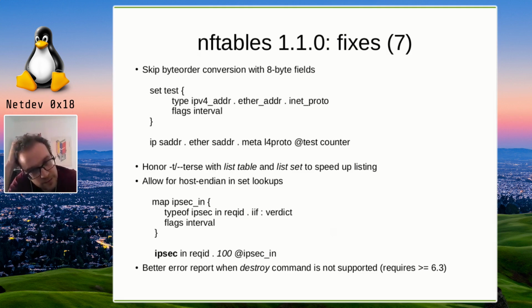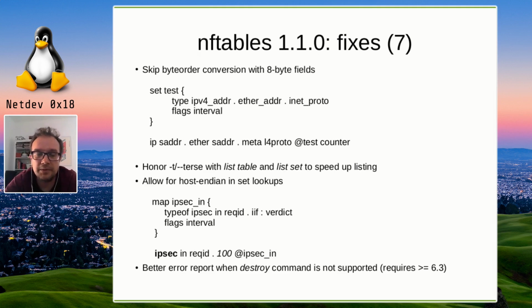We have to allow for host endian lookup. In this case, again, we have a concatenation which only contains host byte order keys, the IPsec reqid and the input interface index, and in this case we specify a constant value, you see, and that constant value is used for the lookup. So we are now allowing to specify constant values in the lookup, which is something that has been requested.